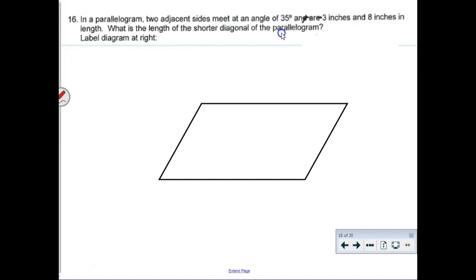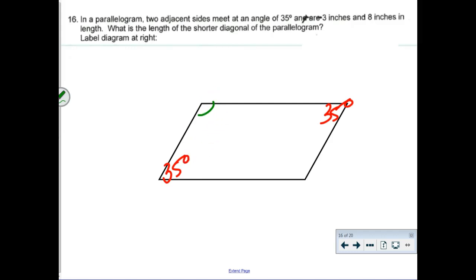Two adjacent sides are meeting at an angle of 35 degrees. So when you have a parallelogram like this, one of the angles is obtuse and one of the angles is acute. So if it says they meet at an angle of 35 degrees, that means this acute angle here is 35 degrees, and therefore this one is as well. But because of the definition of a parallelogram, this angle is going to be the supplement to that angle, because of the same side interior theorem back from geometry. So 180 minus 35 is, oh, you know what?